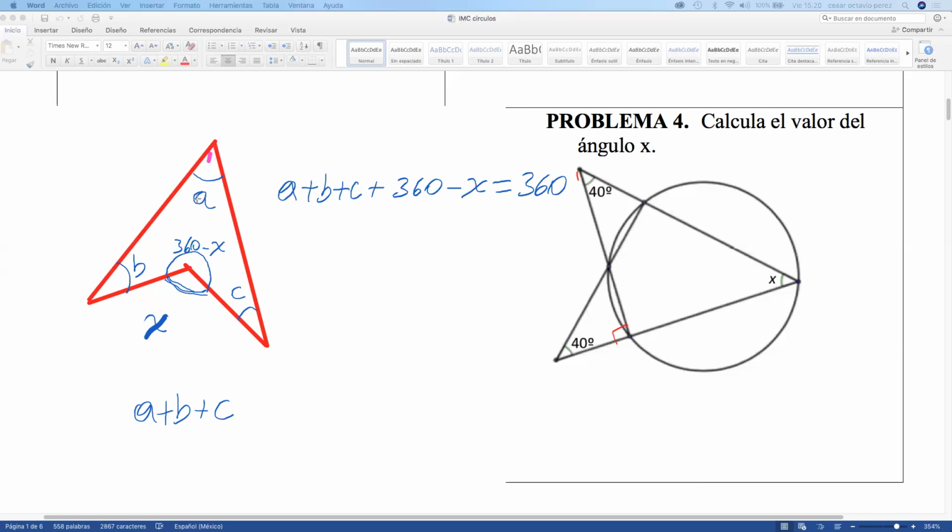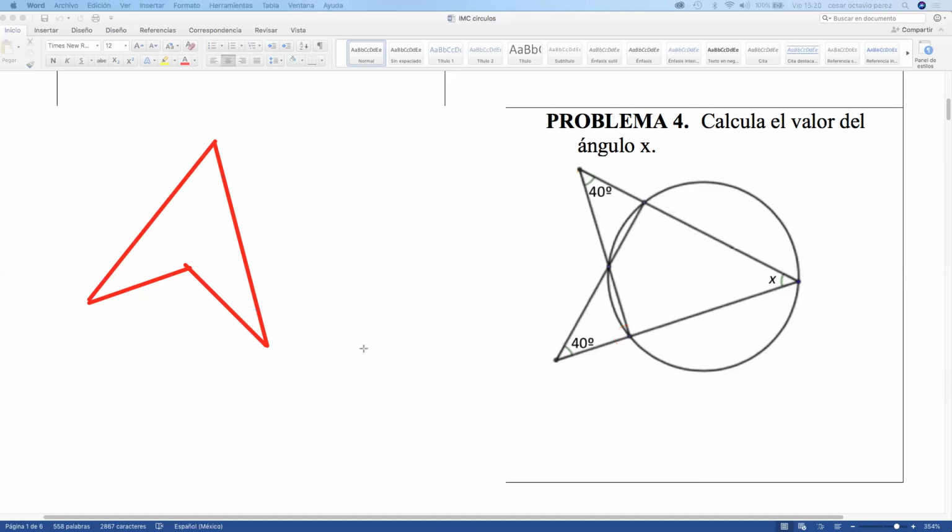Okay. So if we subtract 360 from both sides, we will have A plus B plus C, and we can add X to both sides. So we will have this. Yes. So X is equal to A plus B plus C. Okay. I don't know if this will be important in this problem, but it's a nice theorem.